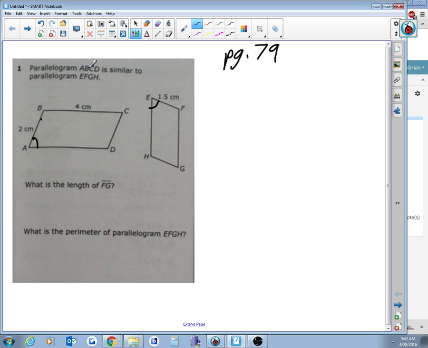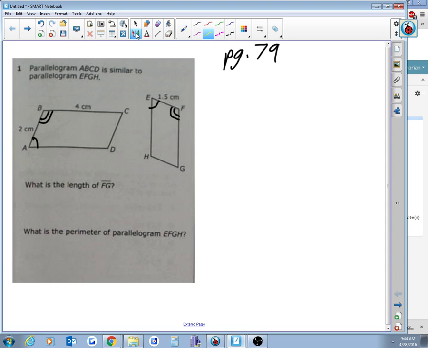So whatever angle B is, so if B is, say, 110, then angle F would also be 110. Corresponding angles are congruent for similar figures. Now, for STAR tests, you should be allowed to use 2 different color highlighters. Okay, and I suggest you do. I suggest you highlight your corresponding angles.